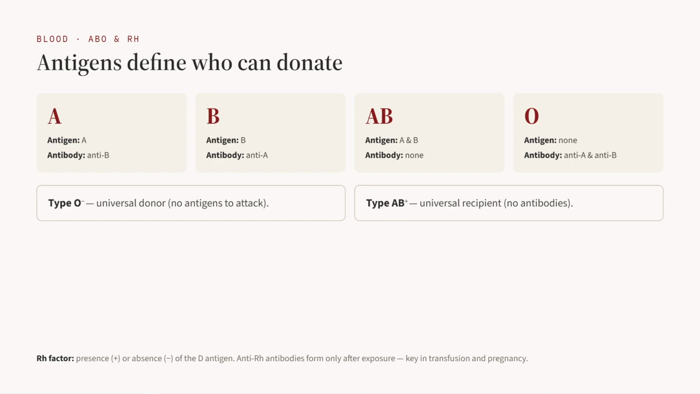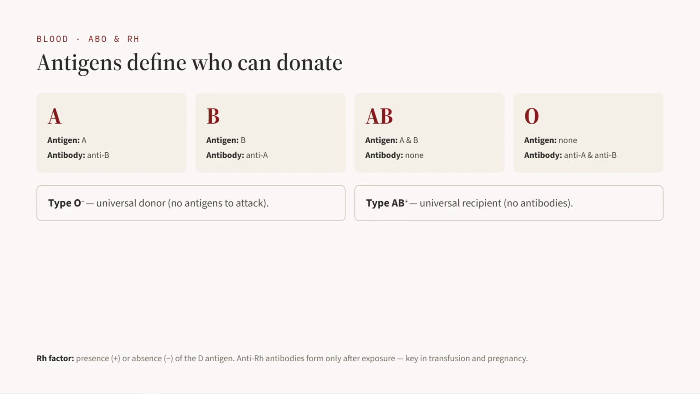Blood typing comes down to the antigens, molecules on the surface of red blood cells. In the ABO system, type A has the A antigen, type B has the B antigen, type AB has both, and type O has neither. Here's the twist. Your plasma carries antibodies against whichever antigens you lack. So type A blood has anti-B antibodies. And if it meets type B cells, it attacks them.